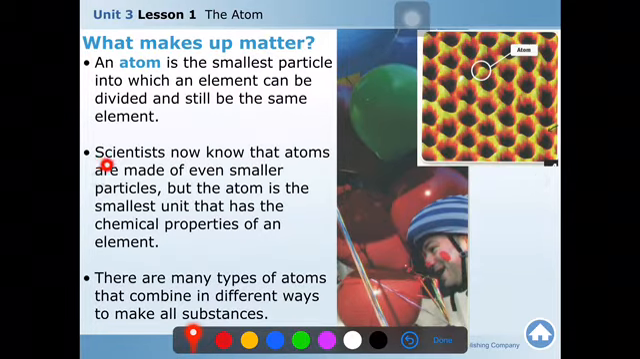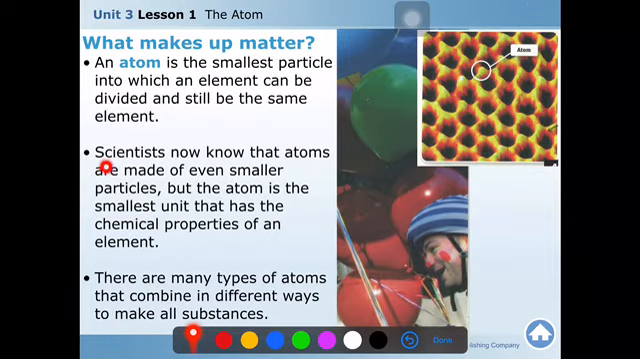Okay, how about the smaller subparticles inside of the atom? For example, protons and neutrons. They are not actually the smallest particle of the element. We are not able to call them a unit of the element, right? Why? Because they don't have the properties of that element.